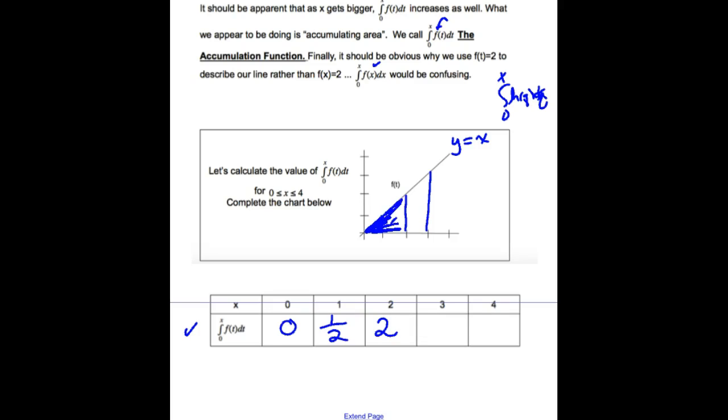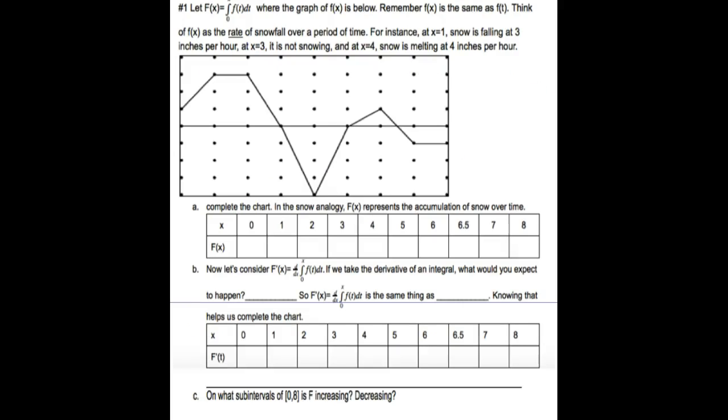When I go out to 3, I'd have 1/2 of 3 times 3, or I could take what I already had here and accumulate this trapezoid more. Either is fine, but again, the triangle's easier. So 1/2 of 3 times 3 would be 9/2. If I go out to 4, I'd have 1/2 of 4 times 4, or 8. And I'm just accumulating area as I move along the x-axis. Seems easy. Now what we're going to do is suppose that what's on the y-axis is a rate.